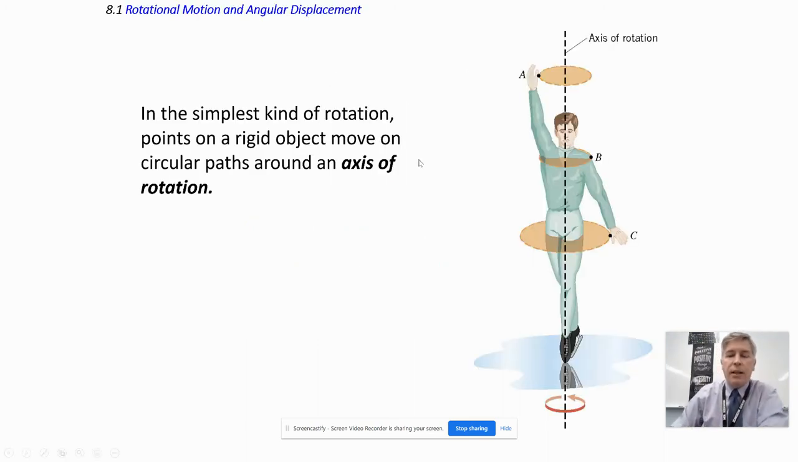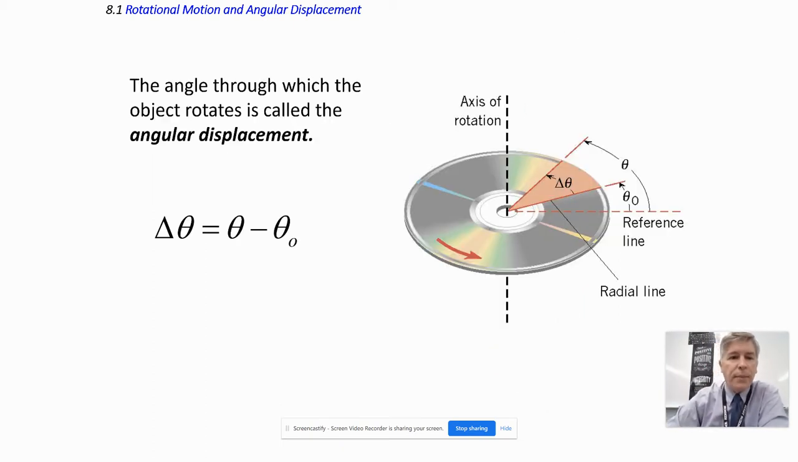So in the simplest kind of rotation, like I have our ice skater here, we could talk about different parts. We could talk about their thumb rotating around that particular point, or their shoulders rotating, or their knee rotating. So we could talk about an object that's actually rotating at a particular point. The first thing that we do is talk about the angle through which it has rotated, and we call that angular displacement. The symbol we're going to use for angular displacement is the Greek letter theta.